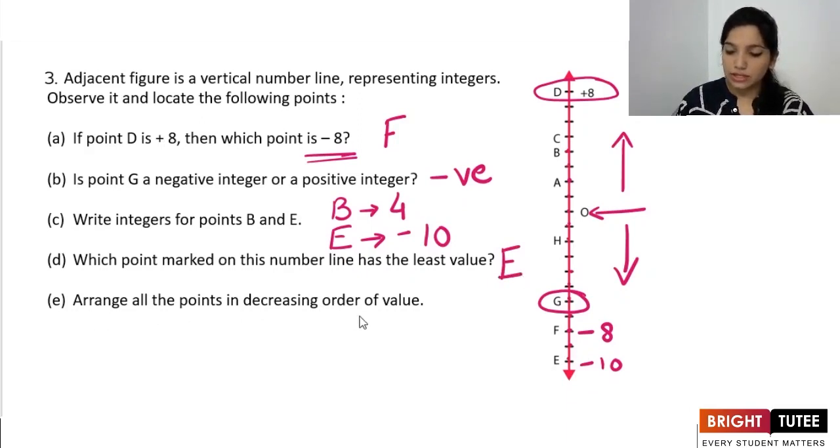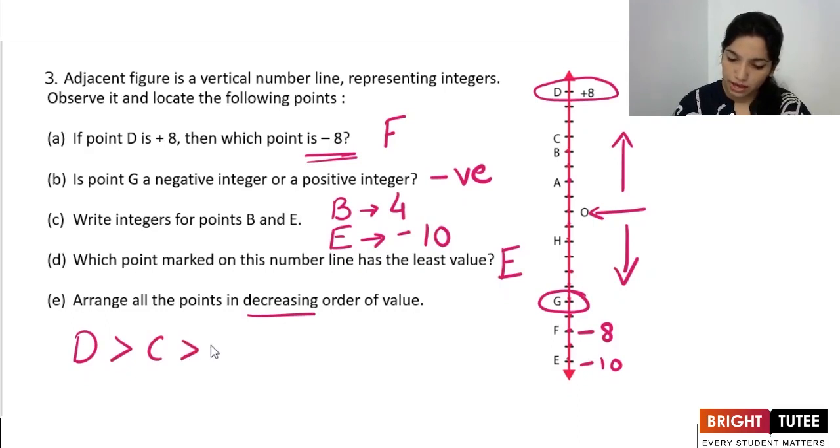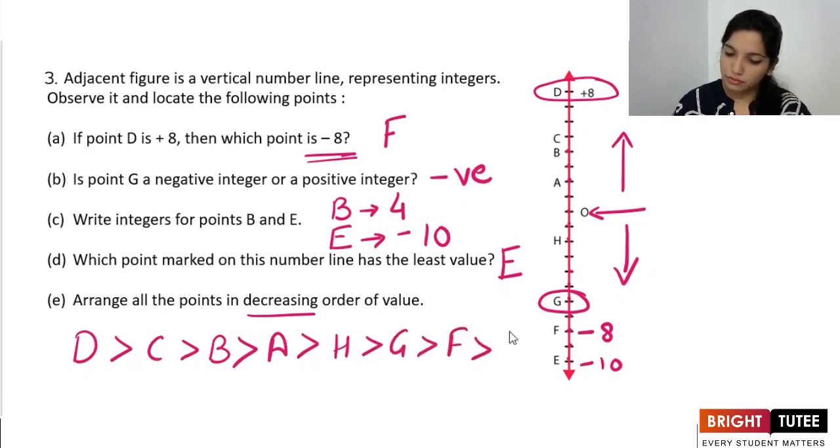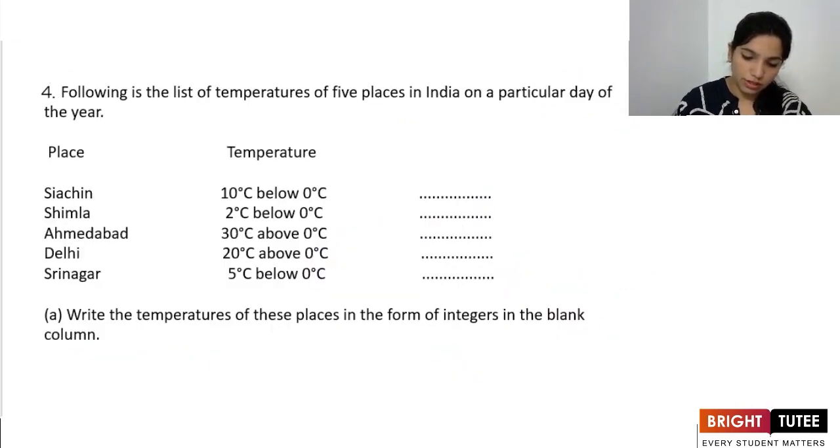Arrange all the points in decreasing order of value. Decreasing means we are going to start from the biggest one and see which number is decreasing next. So starting with the biggest number, starting with D. Okay. So after D, what number comes next? So this is the biggest number. Then we are decreasing to C. Then we have B. Then we have A. Then we have H. Then we have G. Then we have F. And then we have E. Okay. So we have put these numbers in the decreasing order. Now I hope we are good to move to the next question.